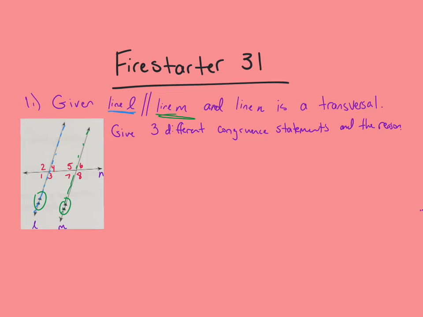I'm telling you line N is a transversal. I don't actually need to tell you that because you can see it's cutting through. All right. But that gives us some information. Now, there's 3 different congruence statements, and I could actually give you 4 different types of congruency statements here, but I only asked for 3. The first set of congruency statements that you can talk about are vertical angles. So the reason is going to be vertical angles are congruent.